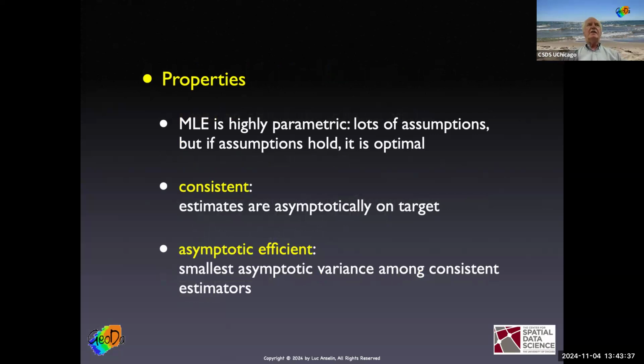The good thing is this is the best you can do. It's highly parametric, which means you make a lot of assumptions. If these assumptions hold, you cannot do any better, in the sense that it's asymptotically on target. So if your sample is large enough, the estimate that you get from these first order conditions will be the population parameter value. So that's called consistency in large samples. In finite samples, we're concerned with bias. Here we're still concerned with bias. It gets a little complicated because a consistent estimator is not necessarily unbiased, but we're not going to go there.